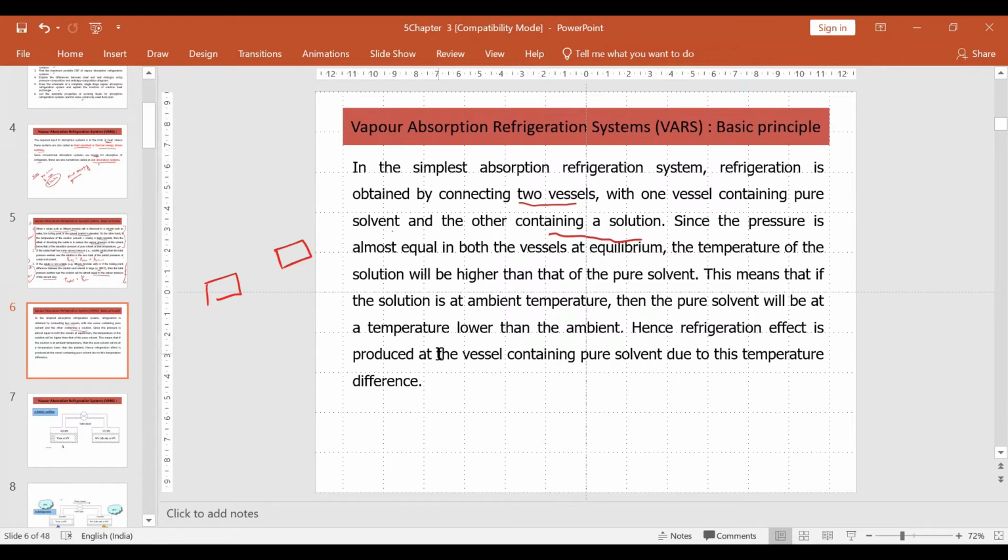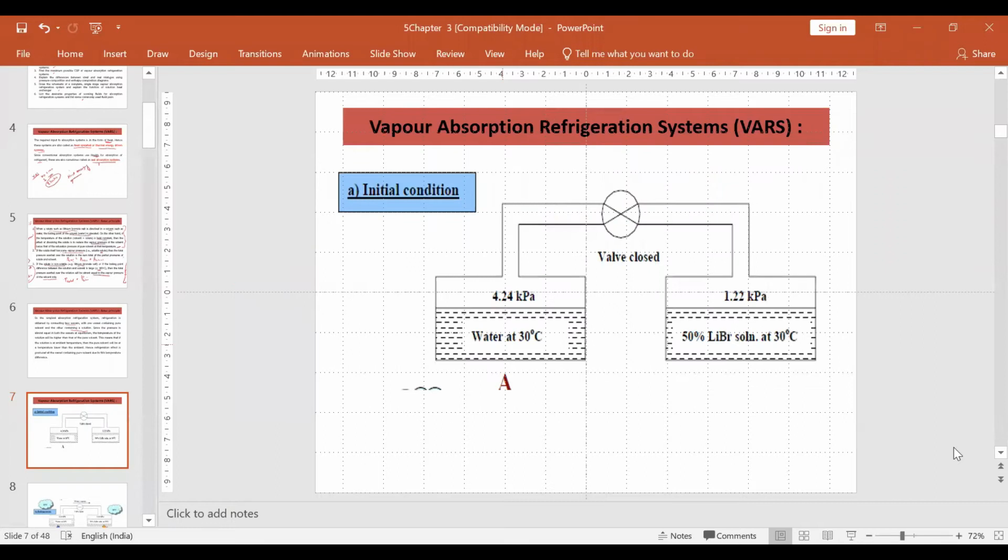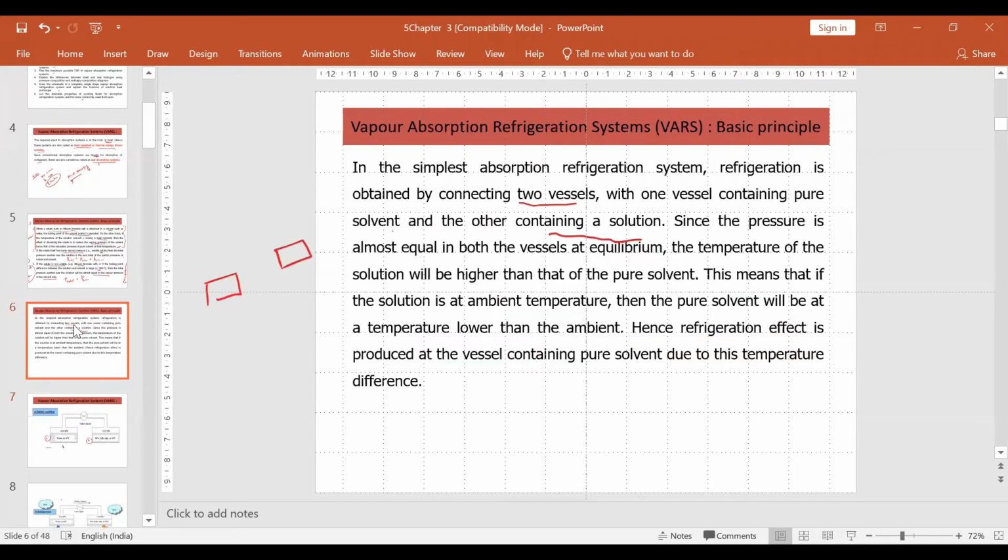Now you see, this is the statement. Now we'll explain. This is the initial condition. So there are two vessels. This is vessel number one, and this is vessel number two. Now we see what the sentence says: we are connecting these two vessels, with one vessel containing solvent and the other containing a solution.